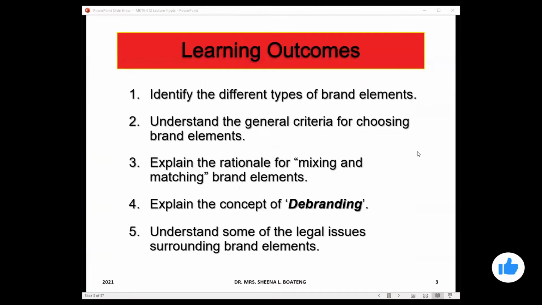Now, as usual, there are certain learning outcomes we hope to achieve by the end of the session. Today, there are 5 of them, and they include, first of all, to be able to identify the different types of brand elements. Secondly, to be able to understand the general criteria for choosing brand elements. The third one is to be able to explain the rationale for mixing and matching brand elements. And then the fourth one is to be able to explain the concept of debranding, which is a fairly new concept that is being discussed at length anecdotally and is yet to make its way into brand management literature significantly.